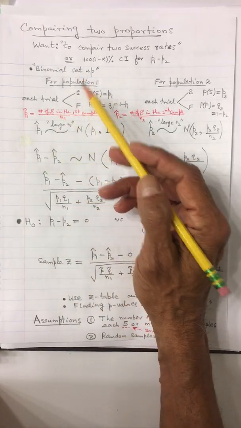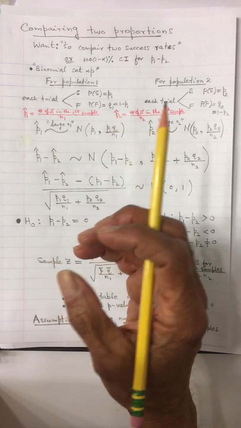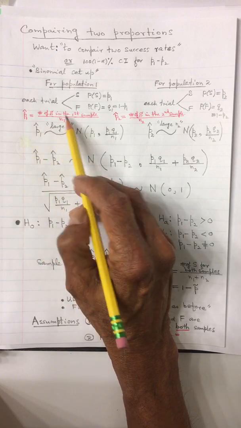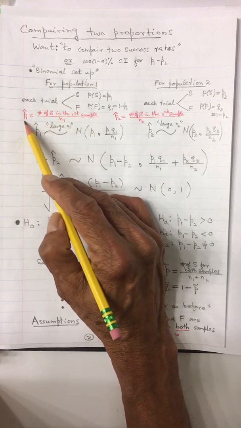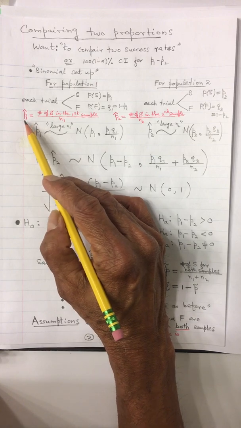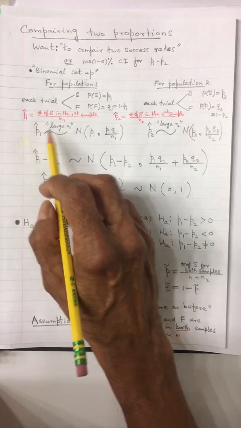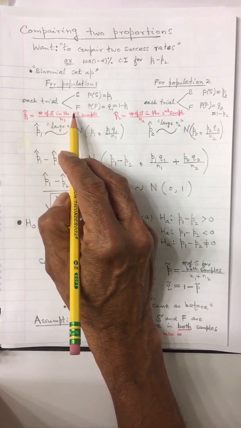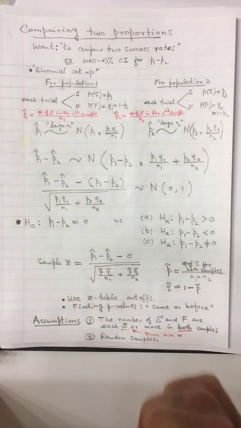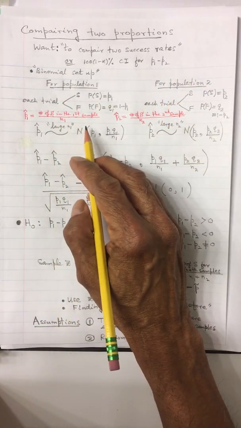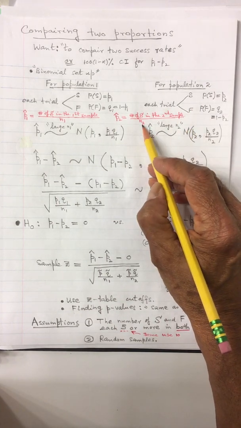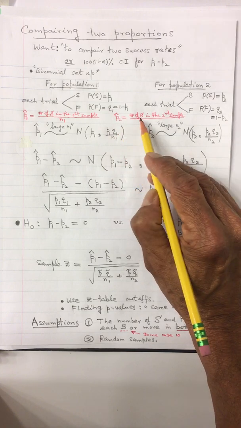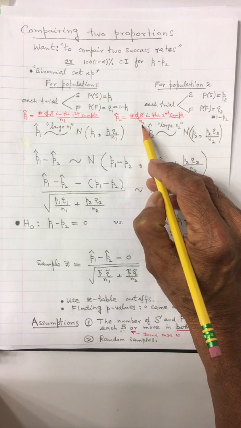You pull a random sample from population 1 with N1 trials. The sample proportion, I'm going to use P1 hat, is the number of successes divided by N1, which is the first sample size. For the second sample, N2, the sample proportion P2 hat is the number of successes in the second sample divided by N2.